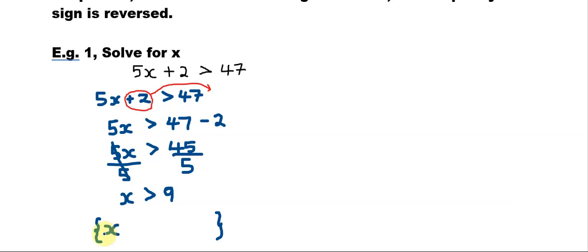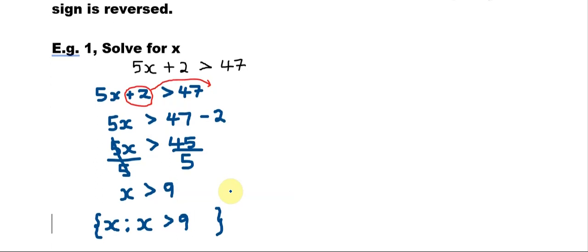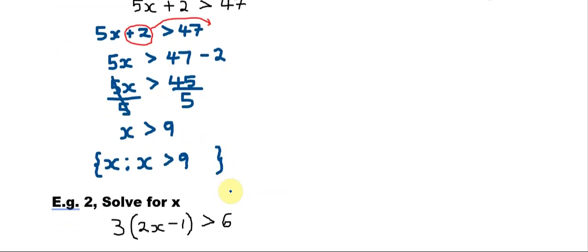So the set of x values such that, and these two dots mean such that, so it's the set of x values such that x is greater than 9. It's saying that the solution set is a set of all values of x wherein x is greater than 9. So all values greater than 9 are those for x. Alright, let's try another example.